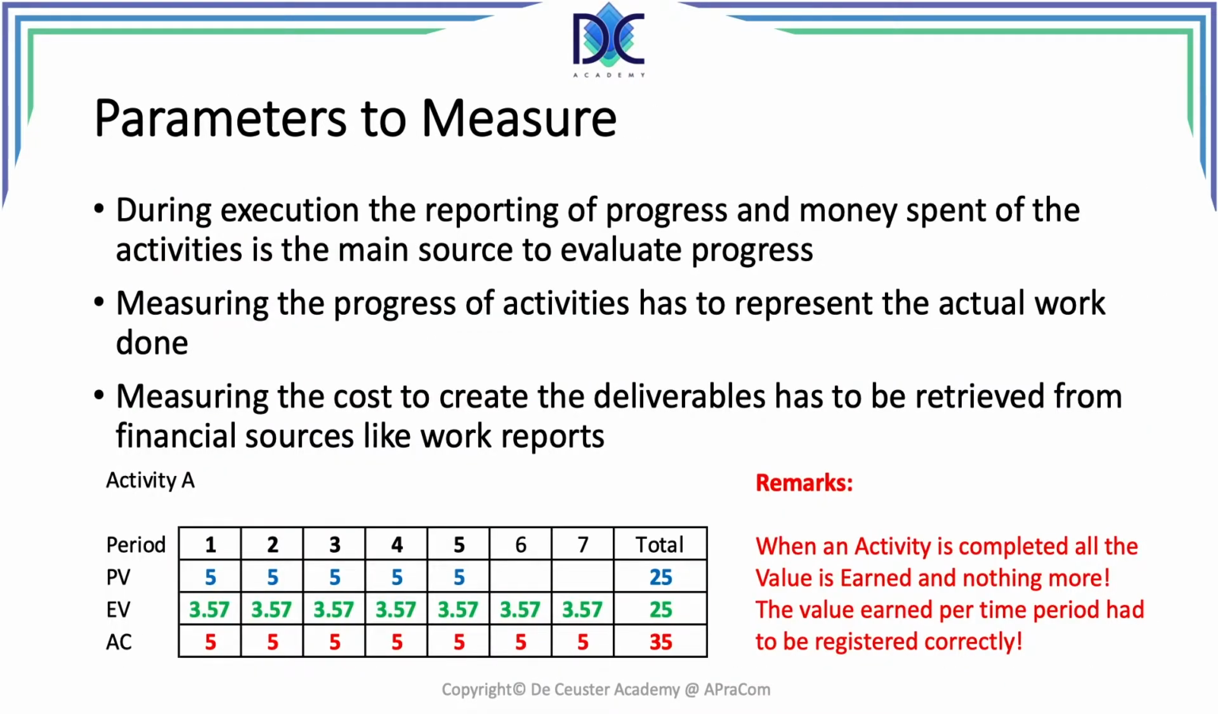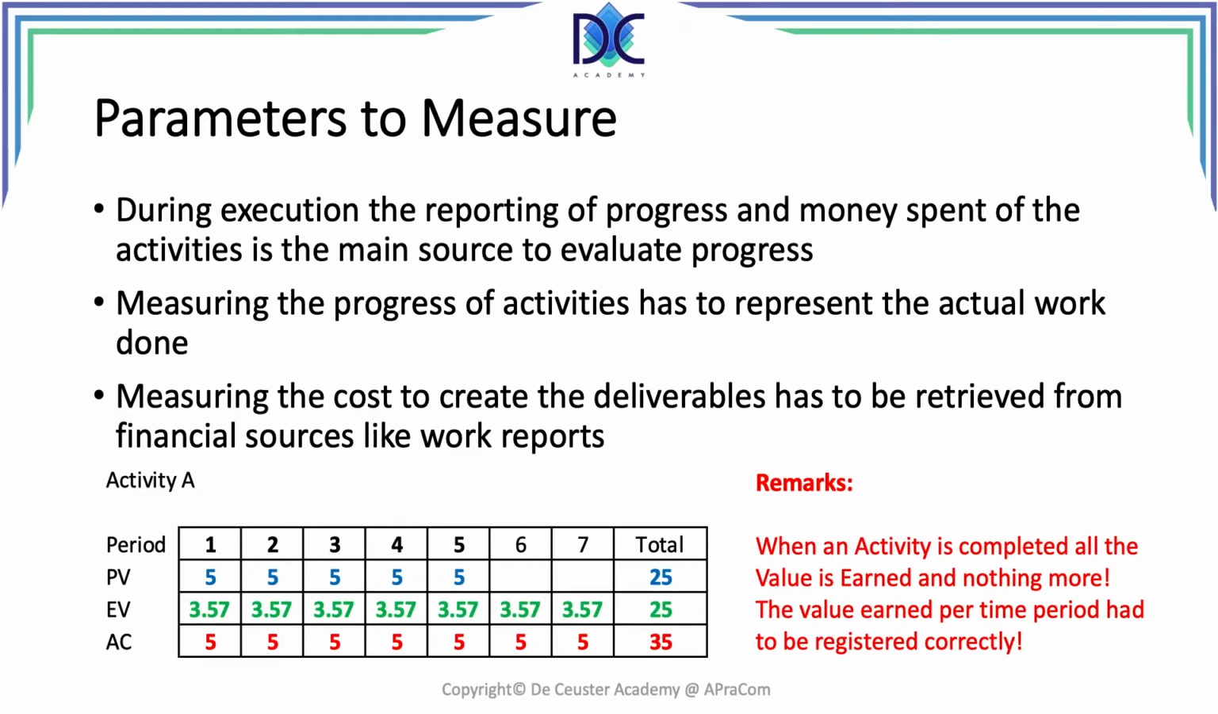What are we measuring? During the execution of the project, we are measuring the deliverables that have been created. We measure the progress of the activities and how the work actually has been done. This refers, first of all, to the deliverables. How many deliverables did we create? In the little table on the bottom, we see earned value and the numbers in green. Every period, I earned 3.57K on deliverables that were completed.